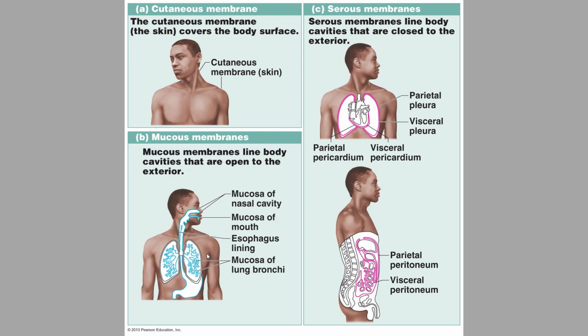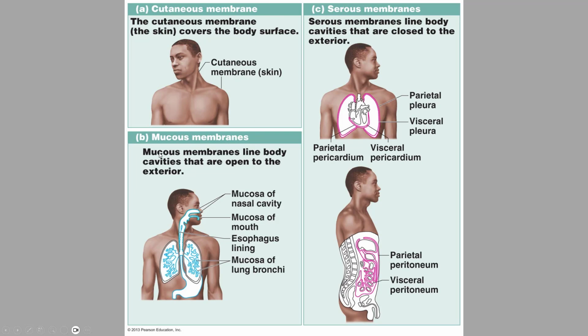But let's go and look a little bit more at body membranes. Body membranes are kind of a combination of epithelial tissue and connective tissue. And there's 3 types of body membranes. The first one, the cutaneous membrane, which really is the skin, is a dry membrane that covers almost the entire body surface.